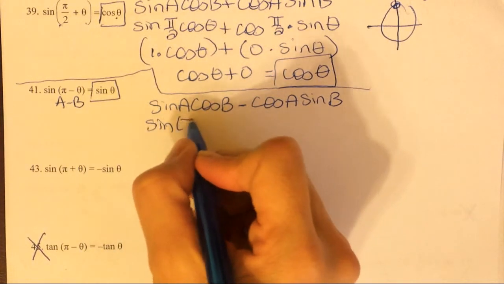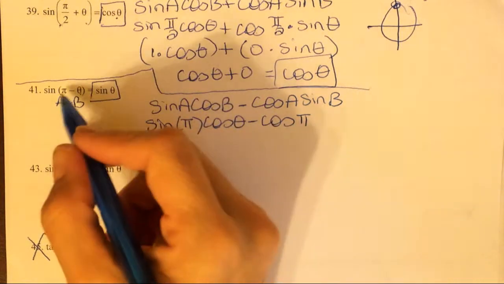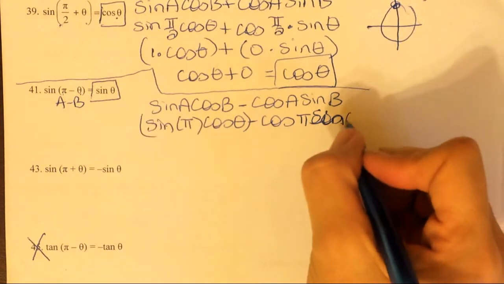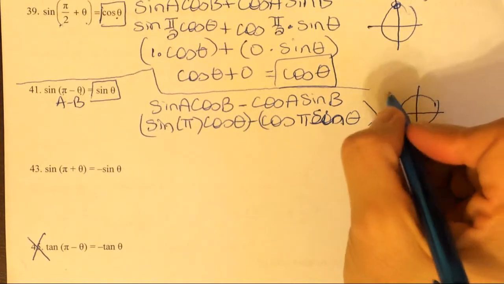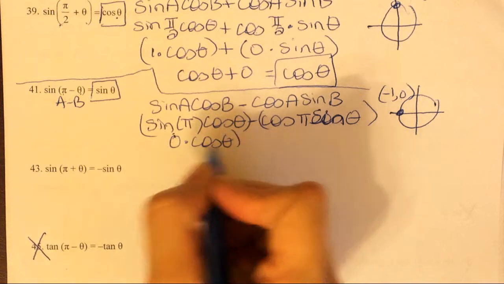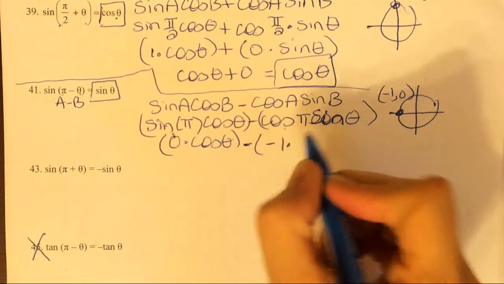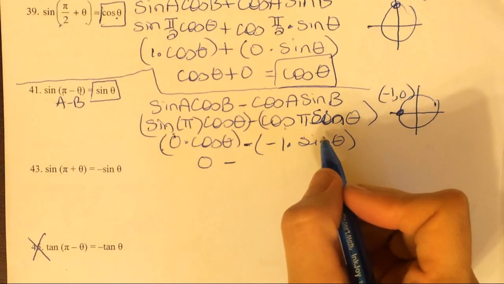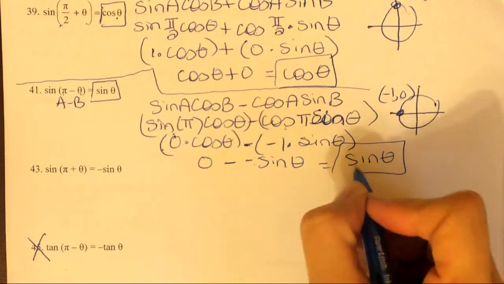I'm going to have sine of pi, cosine of beta. My beta is theta. Minus cosine of pi times sine of theta. Okay, so these are the two things I have to multiply. So I got to go find pi on my circle. Pi on my circle is over here in the left-hand corner. That ordered pair is negative 1 comma 0. So sine at pi is 0 times cosine theta minus, excuse me, cosine at pi is negative 1 times sine theta. 0 times cosine is 0 minus negative 1 times sine is negative sine. 0 minus a negative sine is a positive sine, just like they wanted.